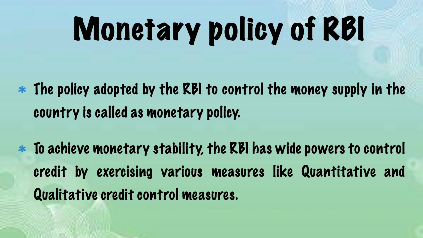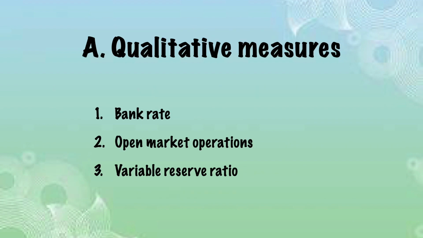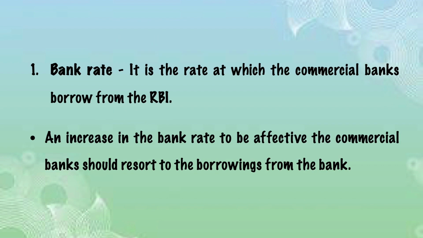So today we are going to look into the qualitative measures of monetary policy, under which we have three major points: bank rate, open market operations and variable reserve ratio. First one, bank rate. It is the rate at which the commercial banks borrow from the RBI. For an increase in the bank rate to be effective, the commercial banks should resort to borrowing from the bank.